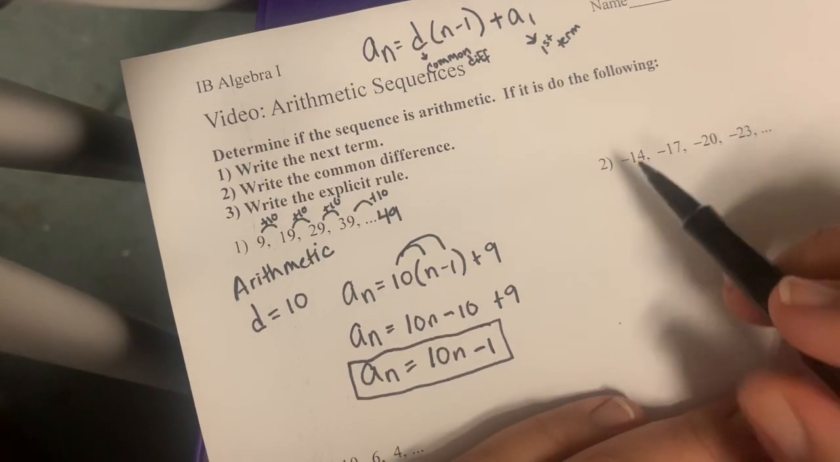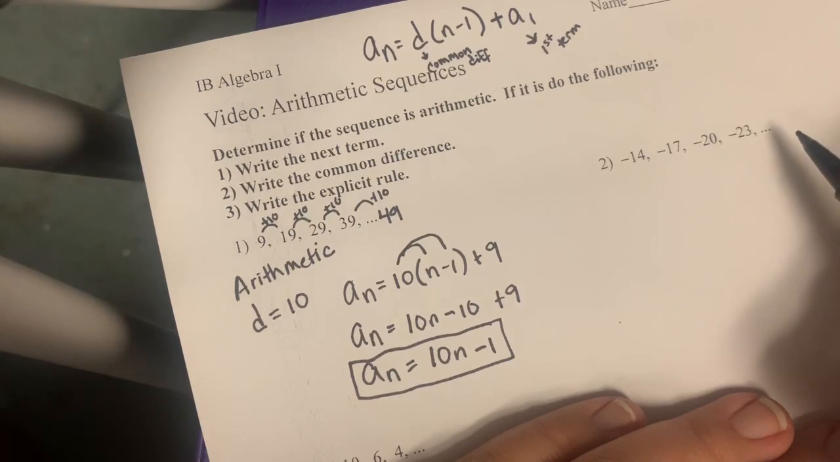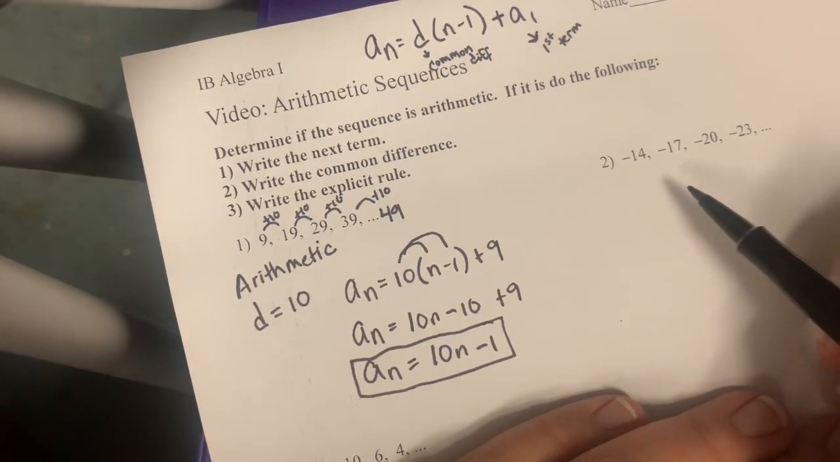All right, welcome back. So if I'm looking at this second example, I see a lot of negative numbers. So it might be harder to tell what's happening.